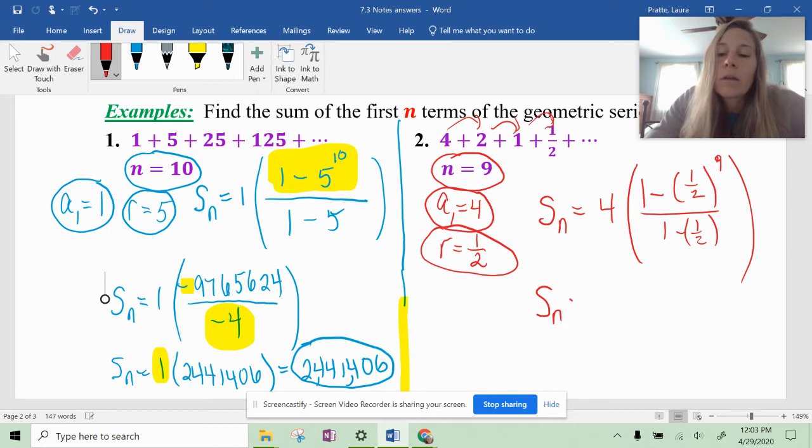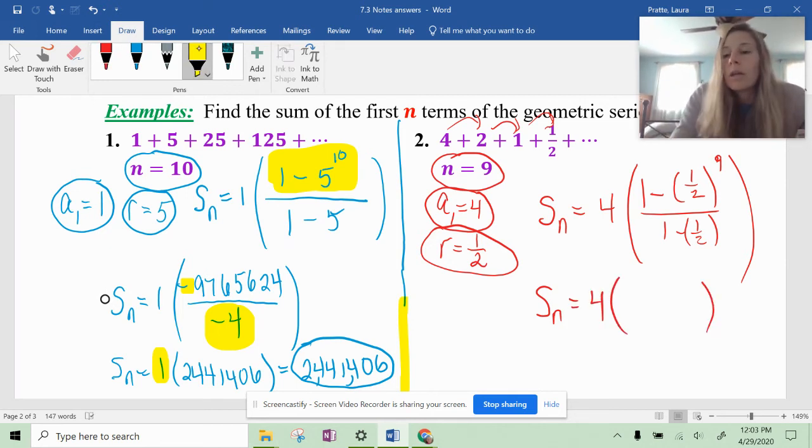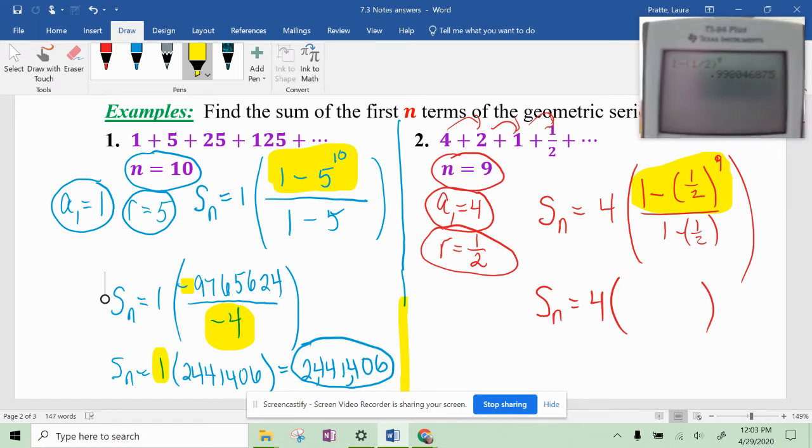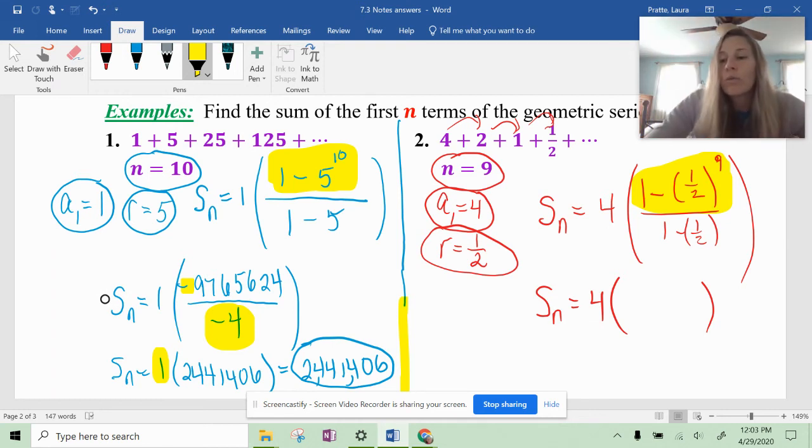So again, the first thing you want to do is that numerator, and you want to do this part on the calculator by itself. So I would just do 1 minus parenthesis 1 divided by 2, close the parenthesis, and raise it to 9. So this is how it's going to look on my calculator. 1 minus 1 divided by 2 in the parentheses raised to 9. I hit equals, and I get this really crazy decimal, right? 0.998, blah, blah, blah. So again, you don't need to write it down.